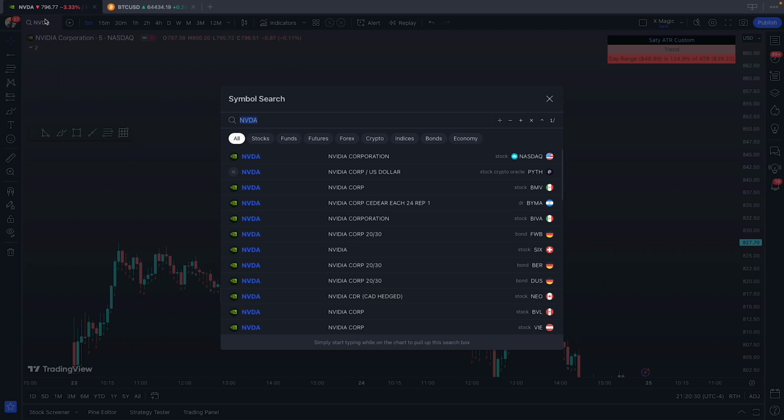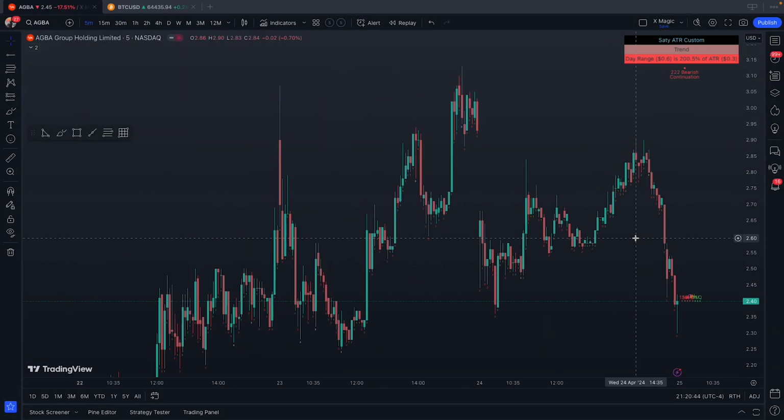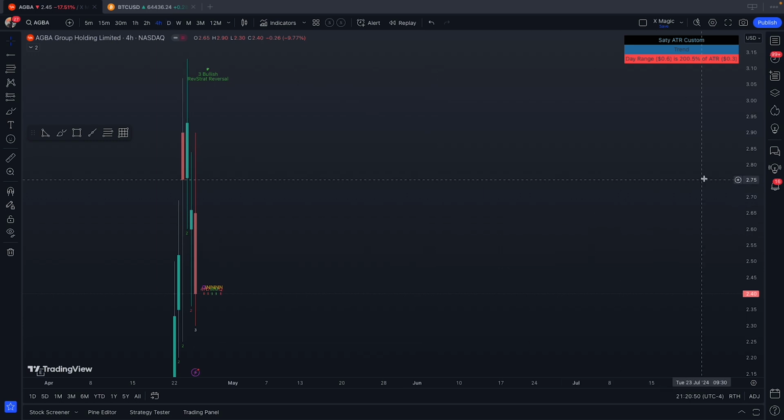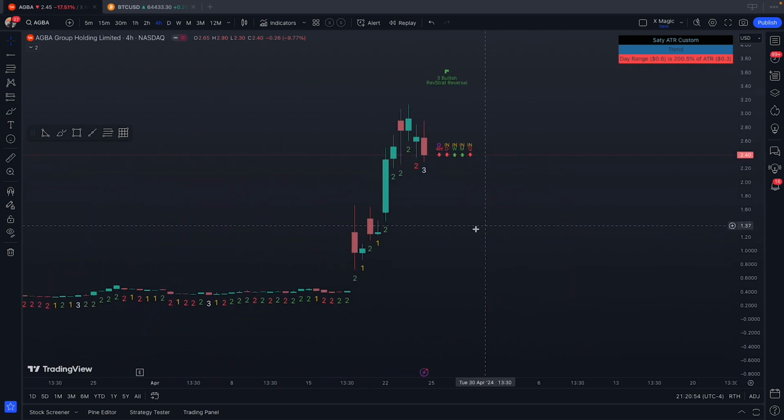I mean, I'm not looking at anything right now, but let me give you one. Hold on, I had one actually from my screener. Look at AGBA. AGBA. Let's go to the 4-hour. So AGBA. Let's see. We have that huge gap up.